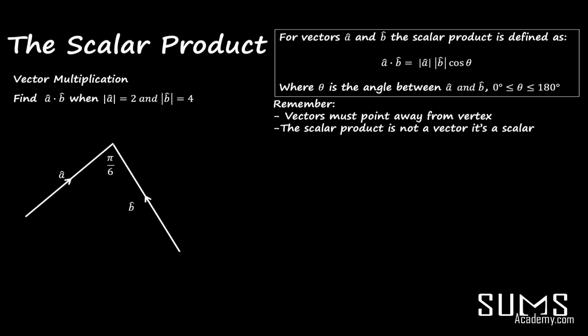So just going to do another example of the scalar product here. Again, we're asked to find a dot b when the magnitude of a is 2 and the magnitude of b is 4. Okay, so again, this is just going to be a dot b equals a times b cos theta.